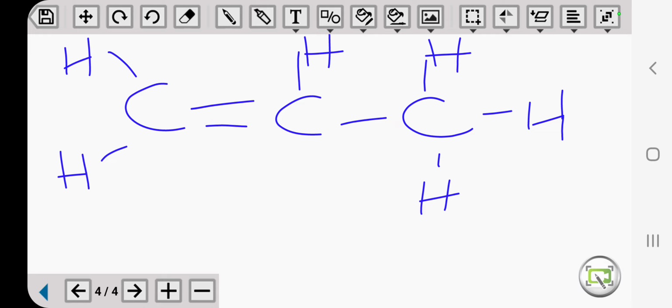Let's go to the second carbon. It has 1, 2, 3, 4 bonds. Yes. Next one, 1, 2, 3, 4 bonds around this carbon as well. Okay, so the amount of hydrogens drawn around each carbon is correct because we can have a maximum of 4 bonds around each carbon. So let's start off circling our longest carbon chain.